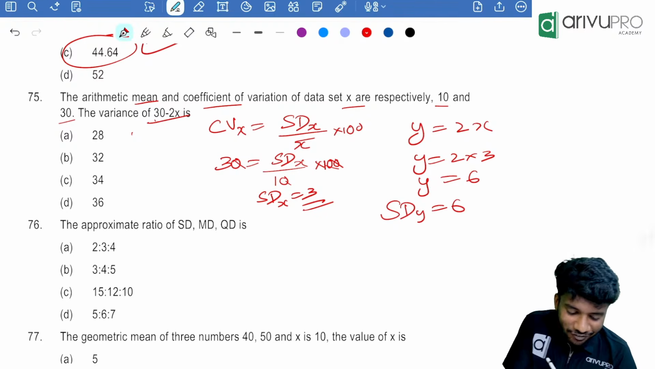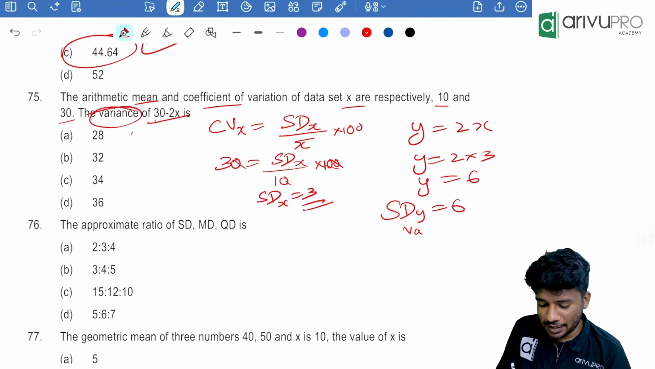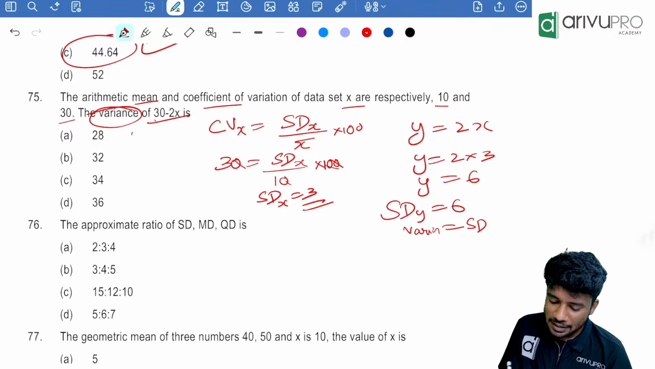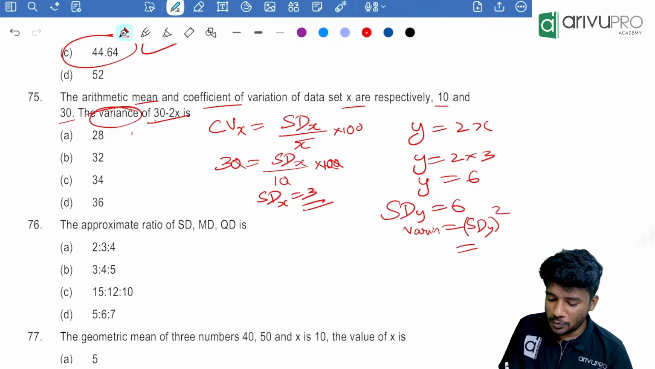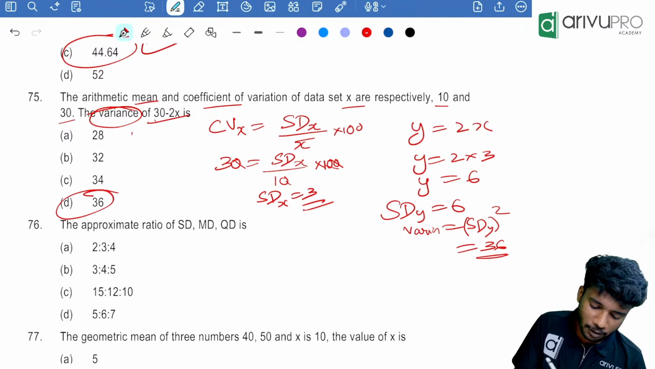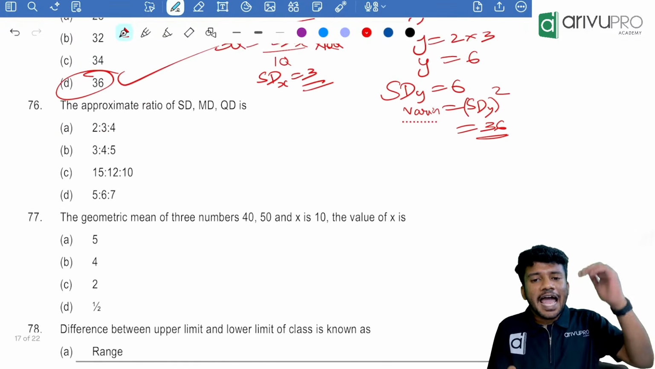How much is then variance, people? Variance is nothing but what? Standard deviation square, which is equal to 36. Which option? Option D is the answer.